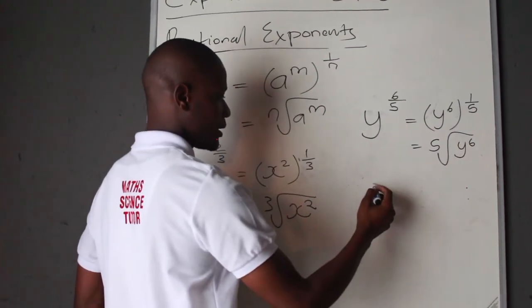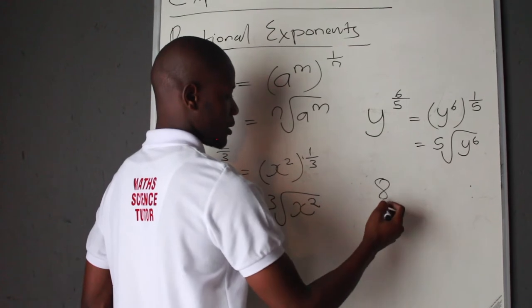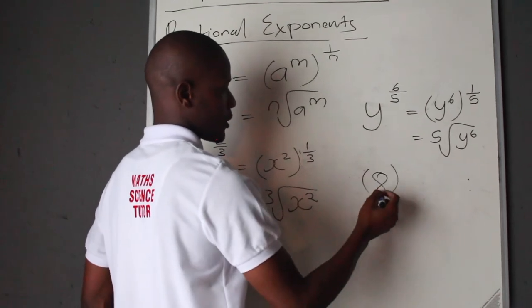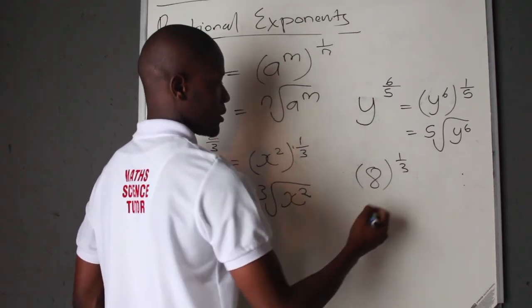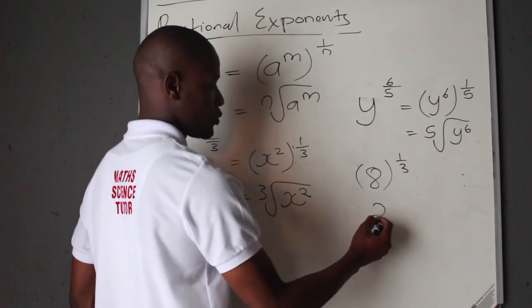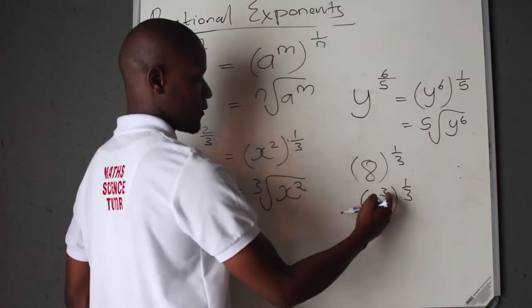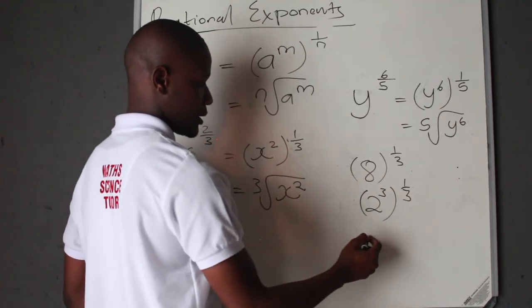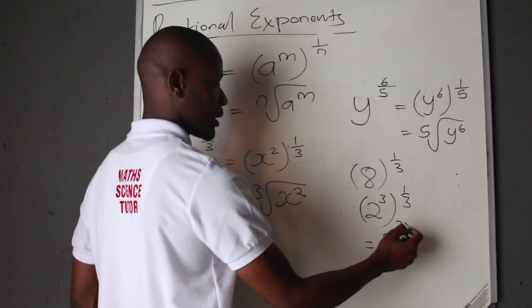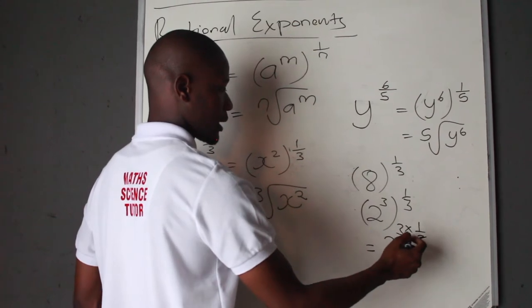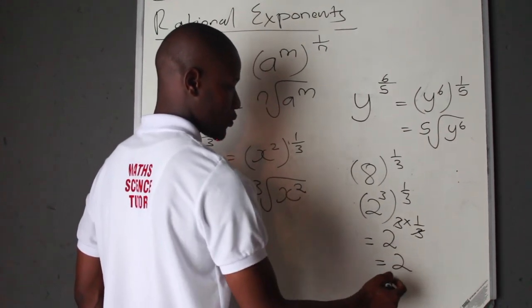If we have 8 all raised to the power 1 over 3, 8 is the same as 2 to the power 3, all raised to the power 1 over 3. Therefore, we multiply the exponents. It is 2 to the power 3 multiplied by 1 over 3. 3 cancels with 3, then it is 2.